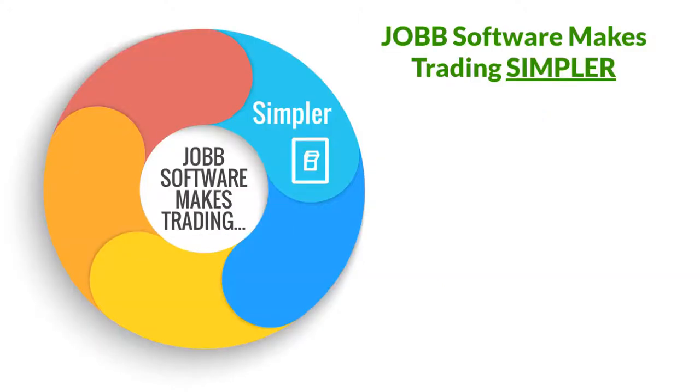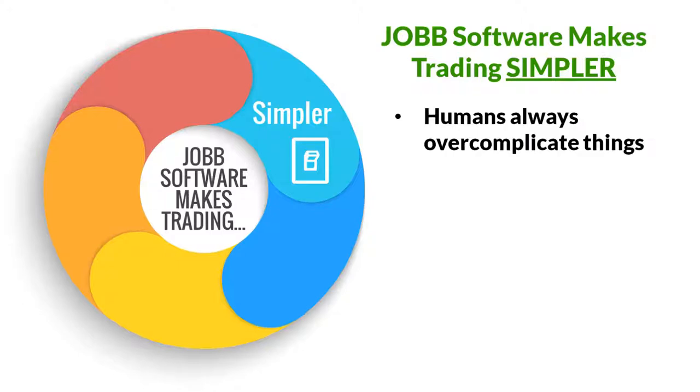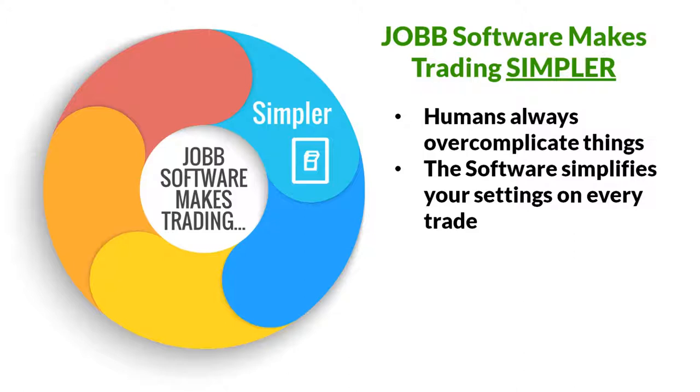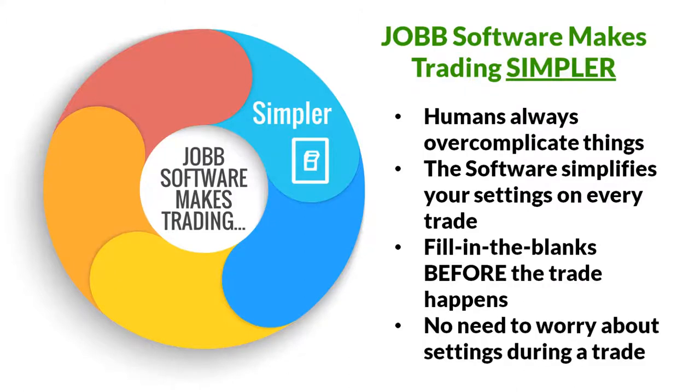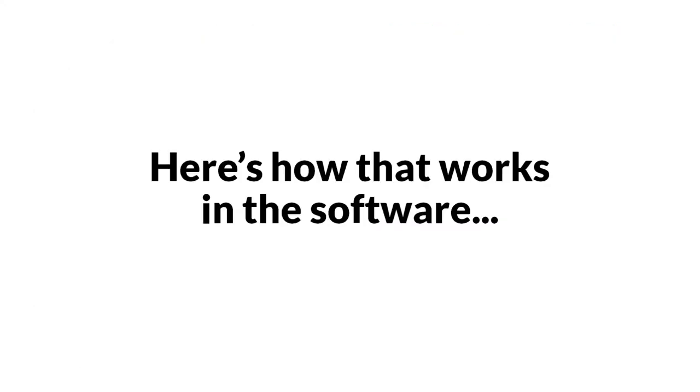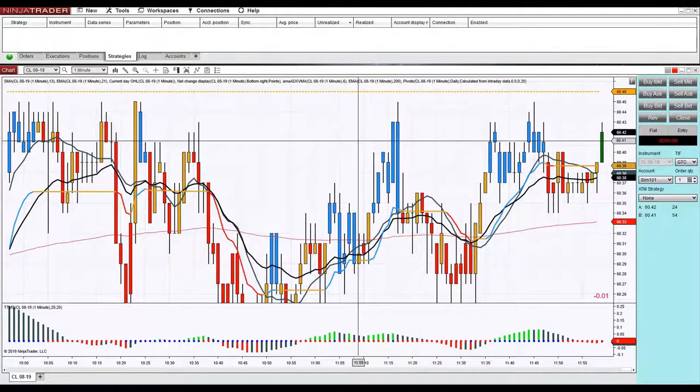JOBB Software makes trading simpler. Humans always overcomplicate things. The software simplifies your settings on every trade. Fill in the blanks before the trade happens. No need to worry about settings during a trade. Here's how that works in the software.